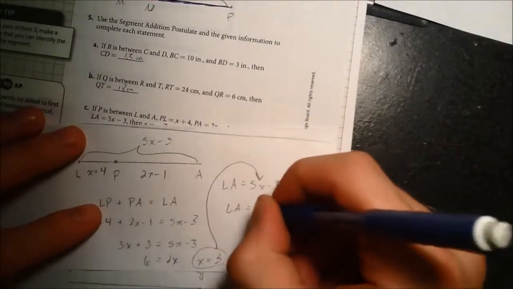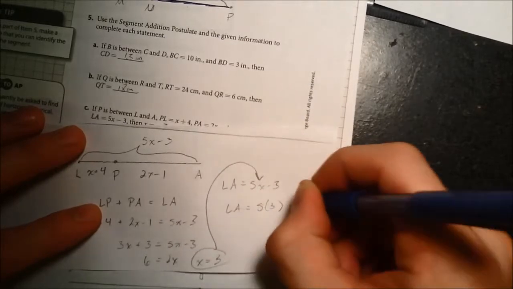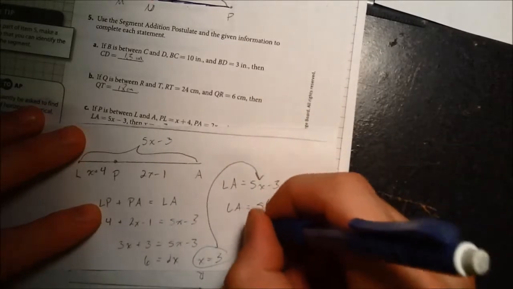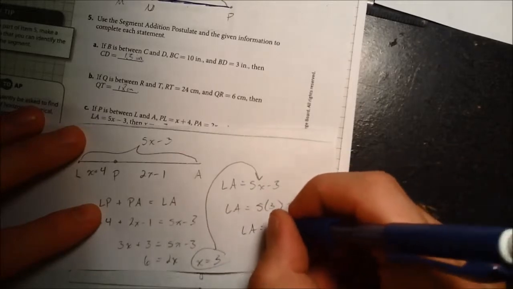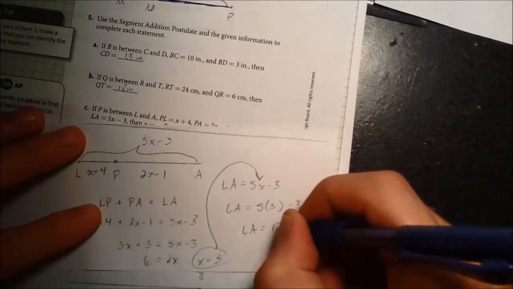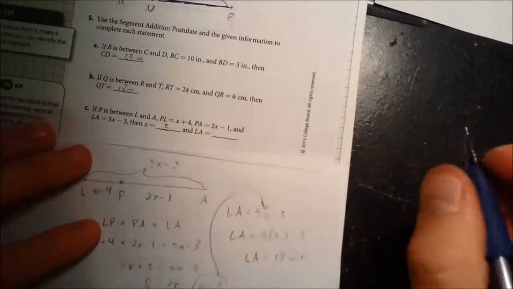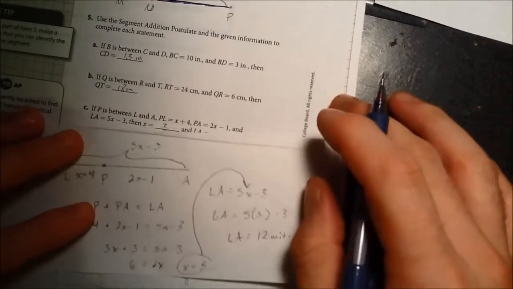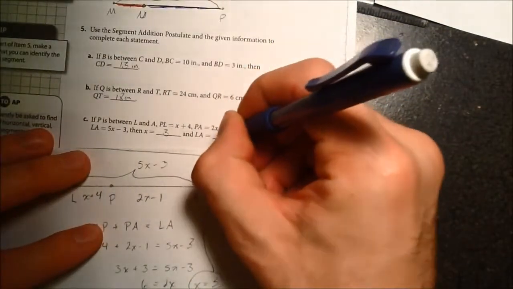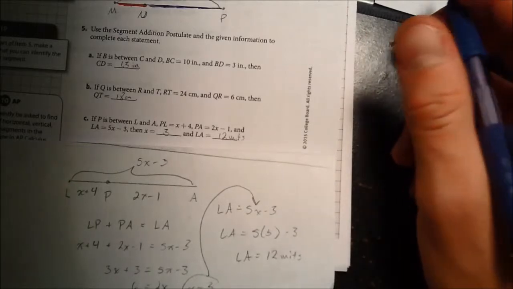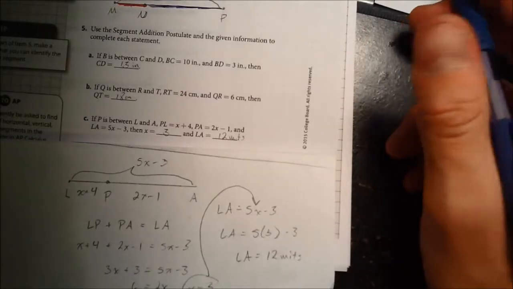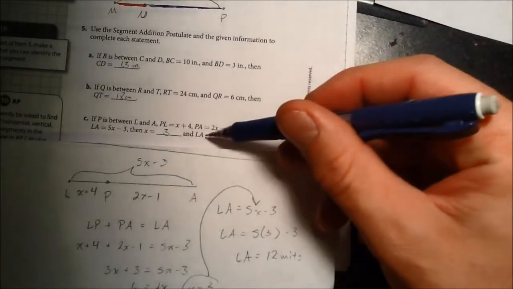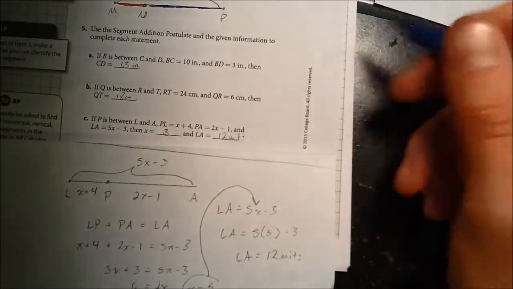So the length of segment LA is 5 times 3 minus 3, and so the length of segment LA is going to be 12. In this case, we're not given units, and so I want you to get in the habit of just writing the word units when you're not given any. So the value of x is 3. Variables do not have units. And then the length of segment LA is 12 units long, whatever that may be.